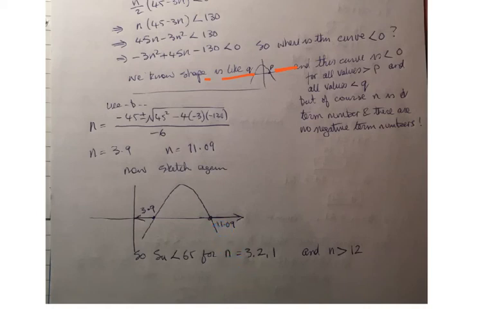So I just have a little typo to fix here. It's n greater than or equal to 12. So the terms that will satisfy S of n less than 65 will be S of 1, 2 and 3, or S of 12, 13, S14, S15 and so on. They will all be less than 65. Okay, hope that helped.